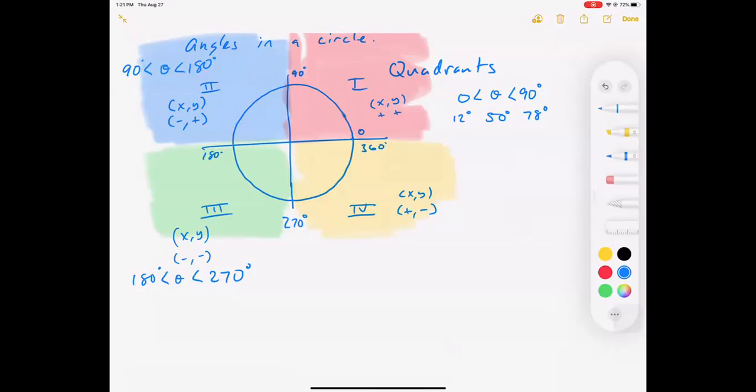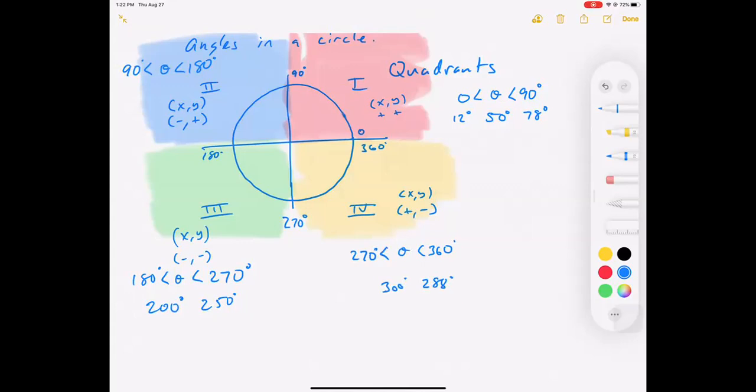So if I'm stuck, let's give you an angle 200. 200 is in quadrant 3. 250 would be in quadrant 3. And the last one is between 270 and 360. We are back into quadrant 4. So if I say angle 300, that is in quadrant 4. If I give you angle 288, that is in quadrant 4.